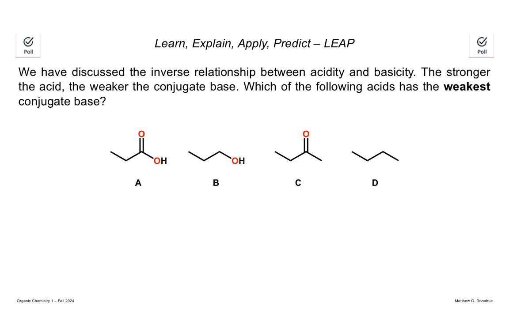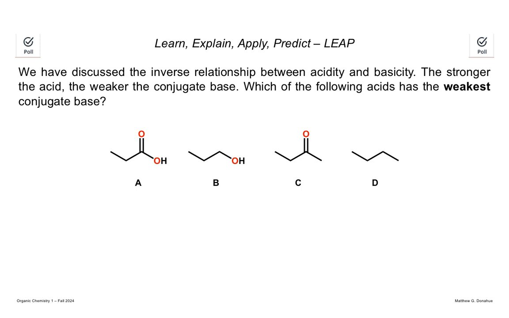So in the last little bit here, we're going to discuss trends, with the ultimate goal that we can start matching what base we need to use to act upon a certain functional group. So we have 4 functional groups here, and it's asking which of the following acids has the weakest conjugate base.